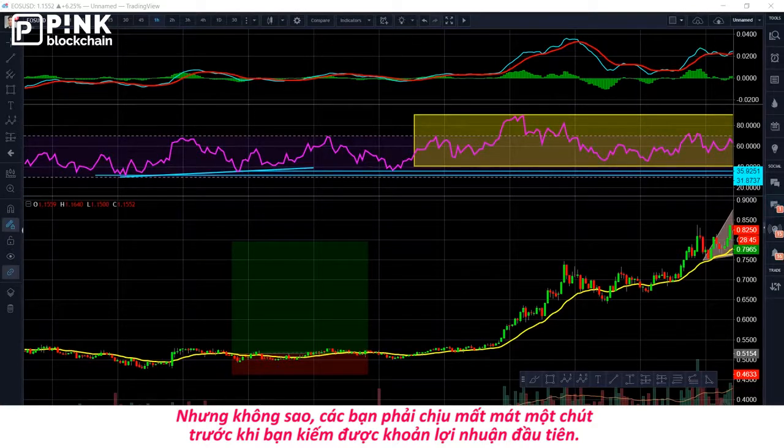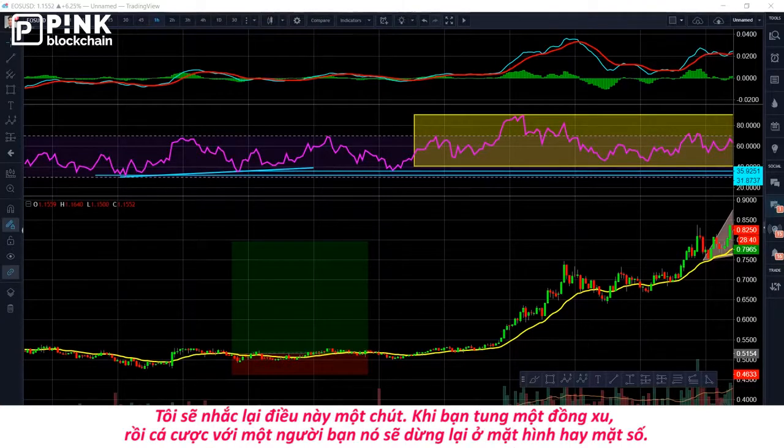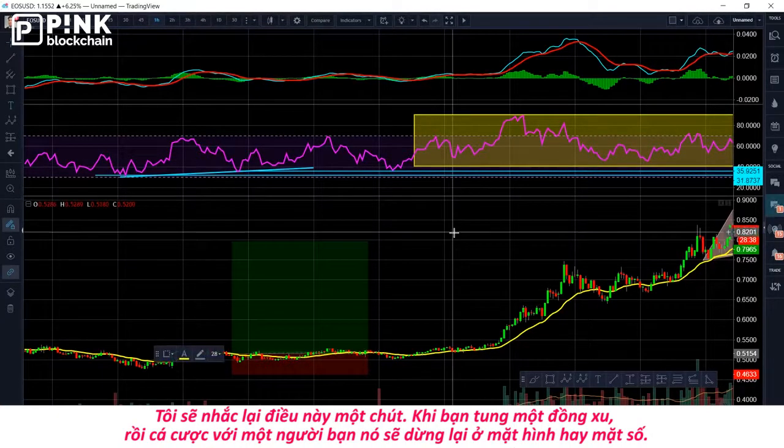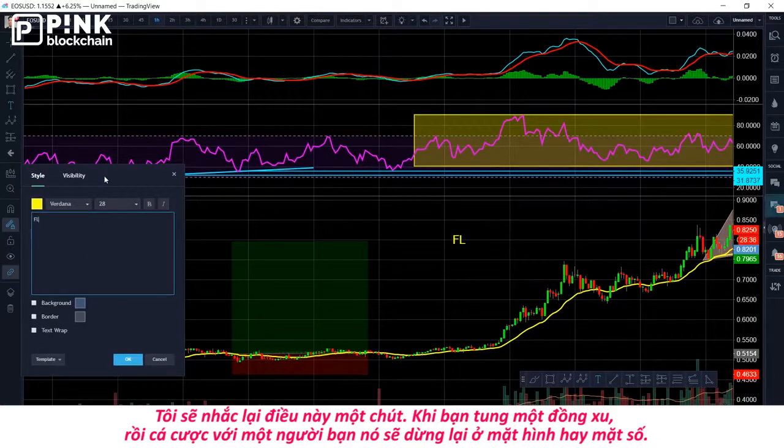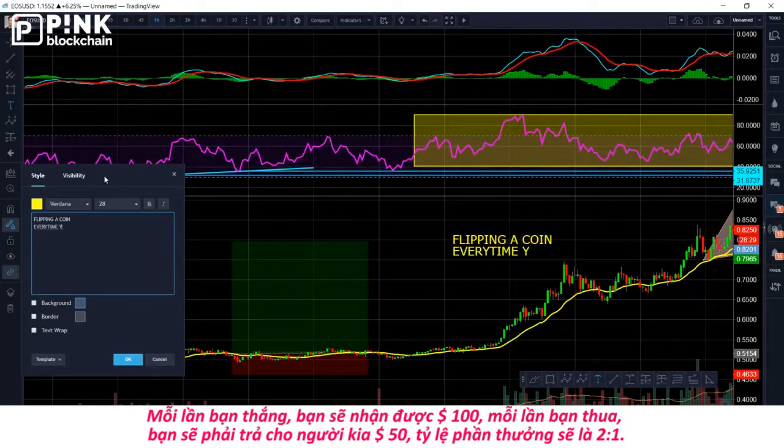You got to keep losing these trades, guys. You have to constantly keep losing trades until you win one, right? I'm going to say it again to everybody. You're flipping a coin against a buddy, okay? And every win equals, let's say, $100. Every loss is equal to say $50, right? That's a risk to reward ratio of 2 to 1, right? 100 divided by 50 is 2 to 1.